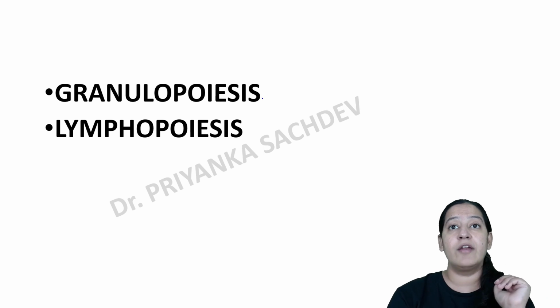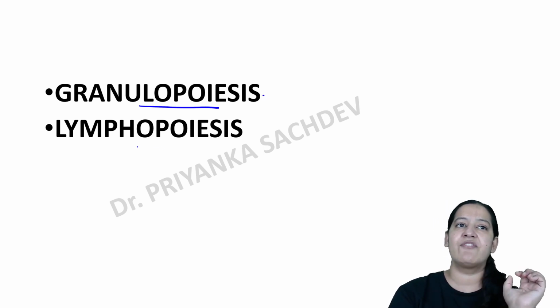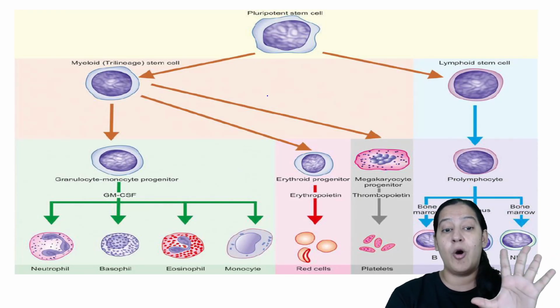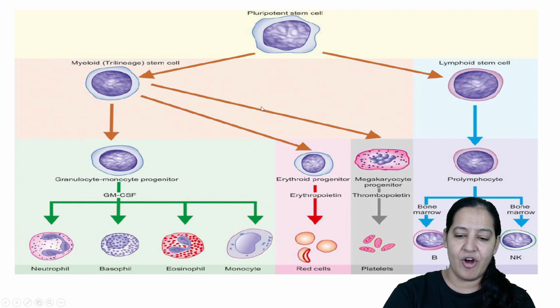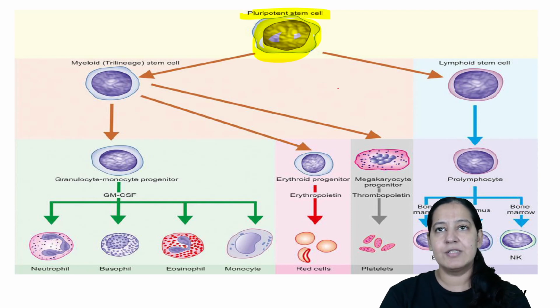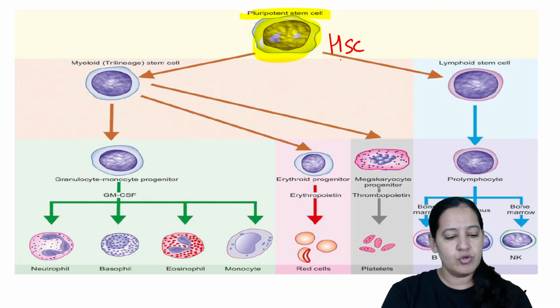So how granulocytes are formed, that is known as granulopoiesis. How lymphocytes are formed is known as lymphopoiesis. So all of them are formed from one cell in the bone marrow, the precursor cell of all, which is known as hematopoietic stem cell. It is a pluripotent stem cell. So it is hematopoietic stem cell which gives rise to all of these cells.